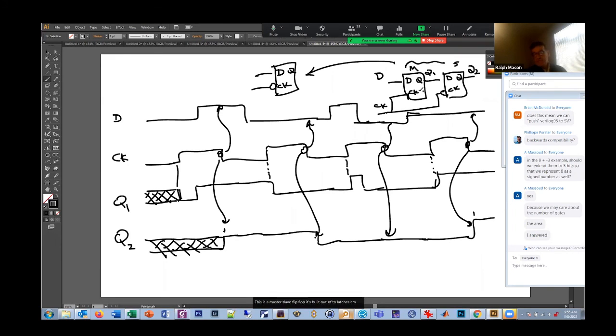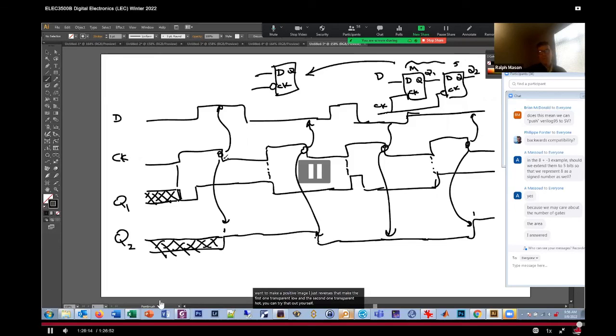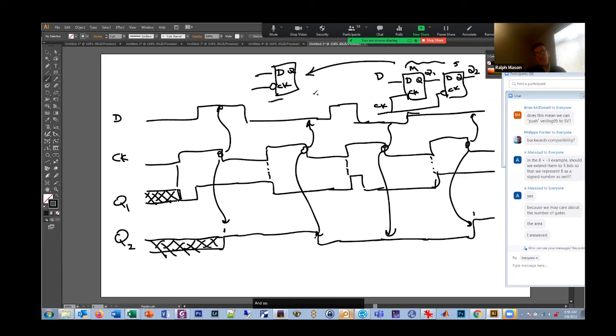And we're out of time, but if that's a negative edge, if I want to make a positive edge, I just reverse this. I make the first one transparent low and the second one transparent high. You can try that out yourself, draw a little waveform and convince yourself. And so all flip-flops are built of latches, and all latches have tri-state buffers. So we use tri-state buffers in their latches and flip-flops.